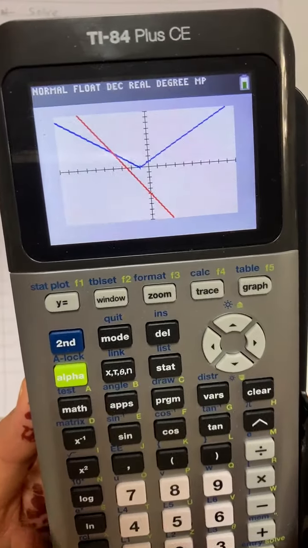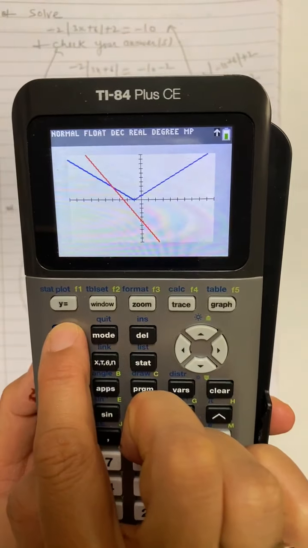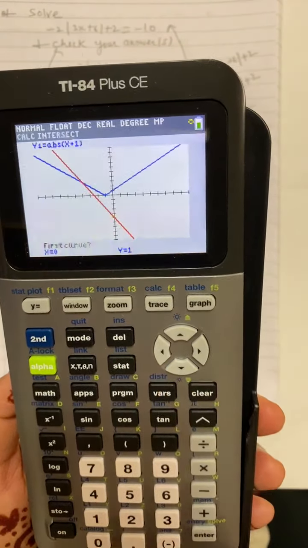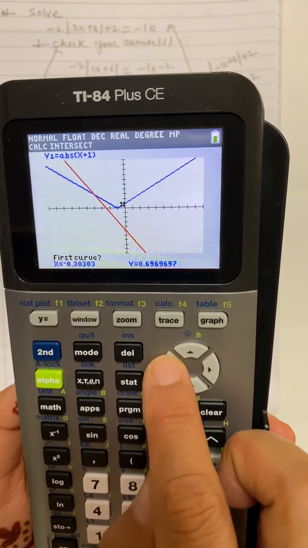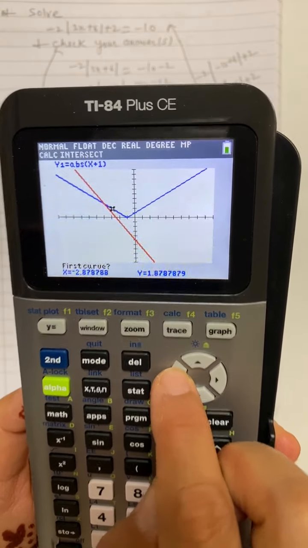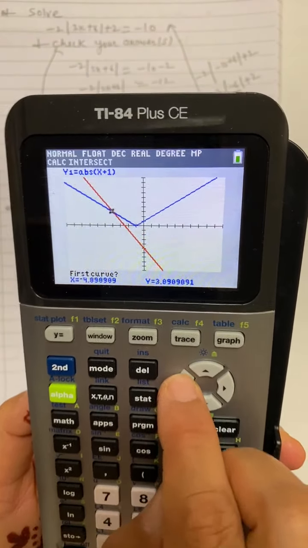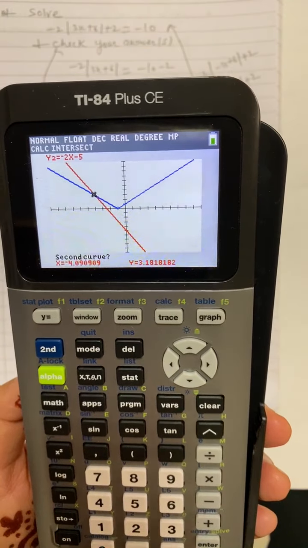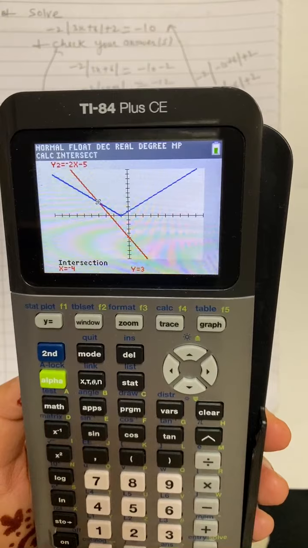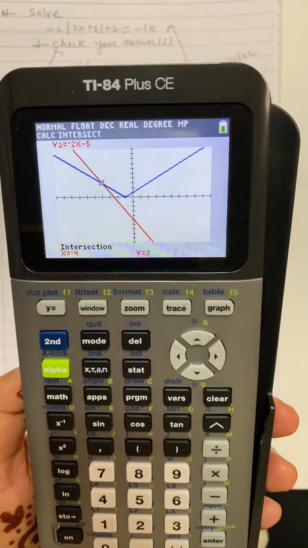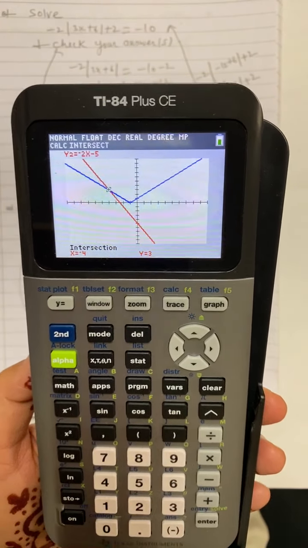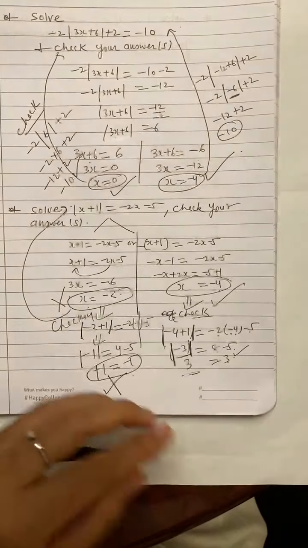To find this point of intersection, we can do second trace, which is calculate, and then go to intersect. Move your cursor closer to the point of intersection. Press enter 3 times, because the first time is a guess on the first curve, the second time is a guess on the second curve, and then you will get the intersection. So x is equal to negative 4 is the only solution here, as you can see from the graph. And we also find the intersection point here.